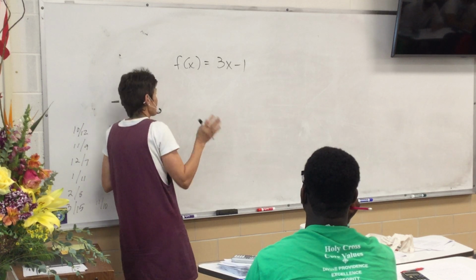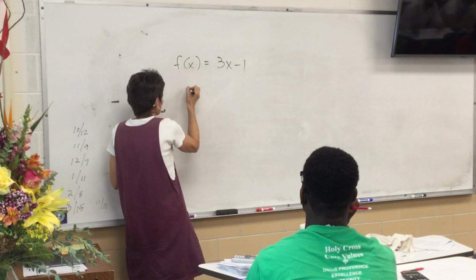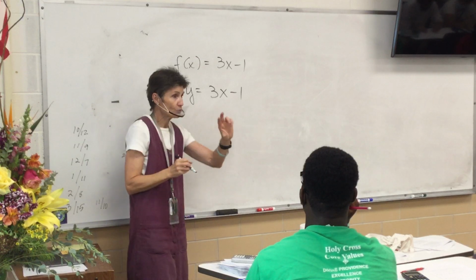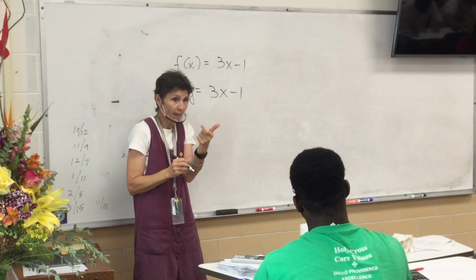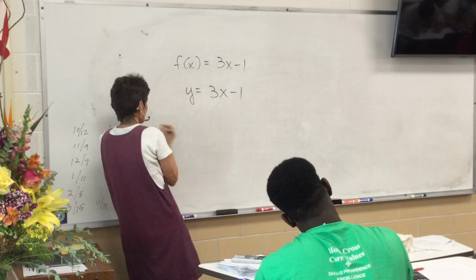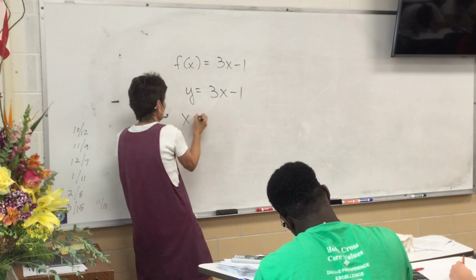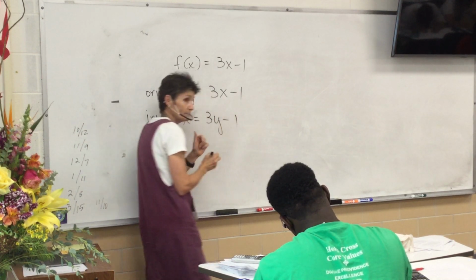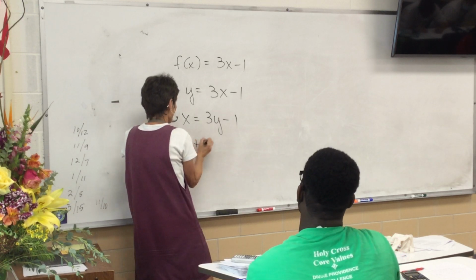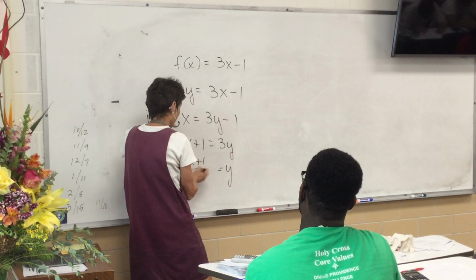So, sir is remembering the process. He says, okay, I'm gonna think of this as Y. Now, what do inverses do? They exchange Y and X. What was an X becomes a Y. So the inverse equation, this is the original. The inverse equation will be X equals 3Y minus 1. So X plus 1 equals 3Y, and Y equals (X plus 1) over 3.